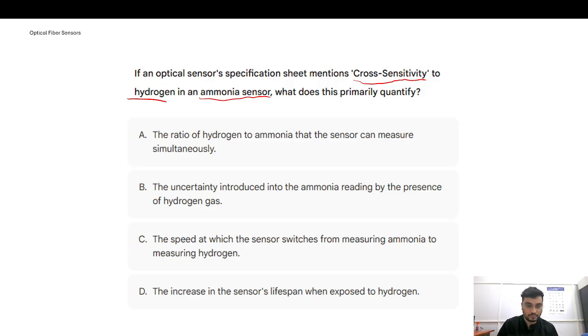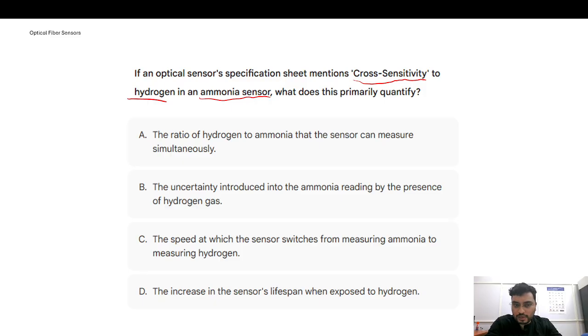Option A, but doubt with B also. Cross sensitivity, what you understood with whatever I taught you, is not to measure simultaneously anything else. The sensor is made for the ammonia, to sense the ammonia at the ppm level. If you have hydrogen, it will also make some kind of problem. It's called cross sensitivity.